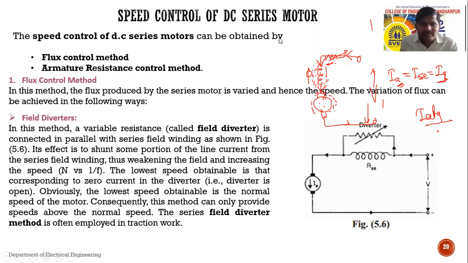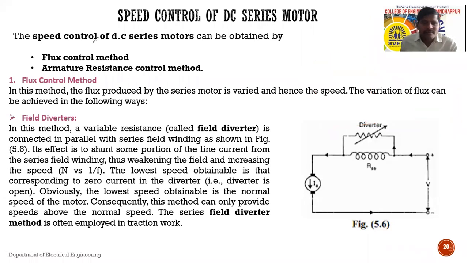Can anyone? What is mean by diverter? सांगितलं ना मी meaning पाठीमागच्या लेक्चरला. That is meaning of diverter.